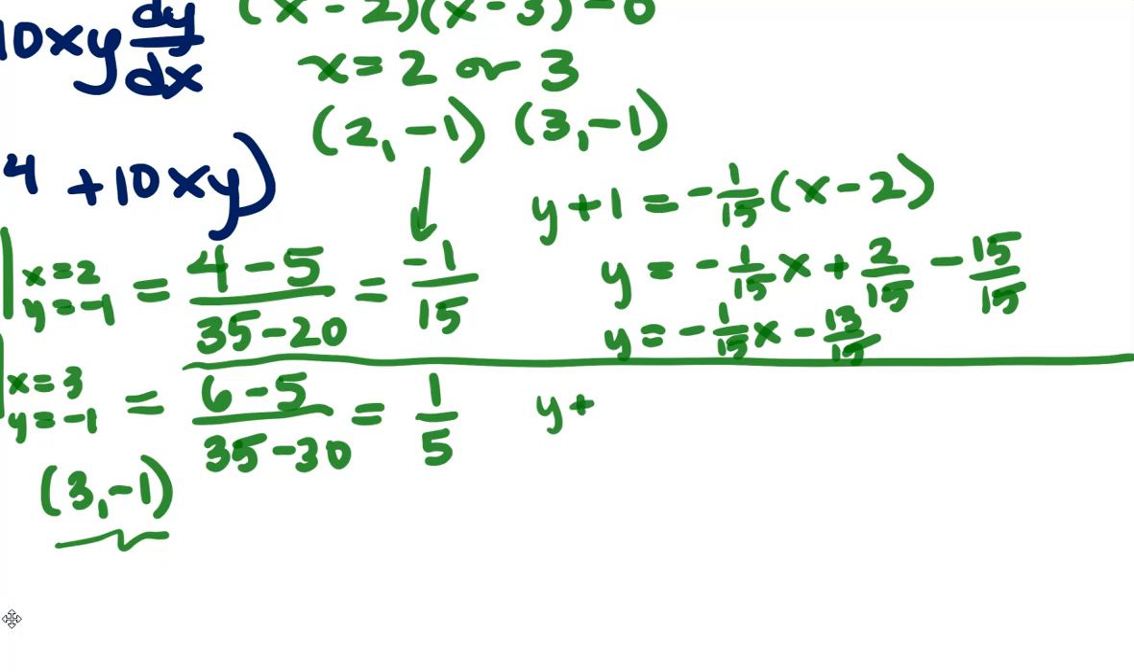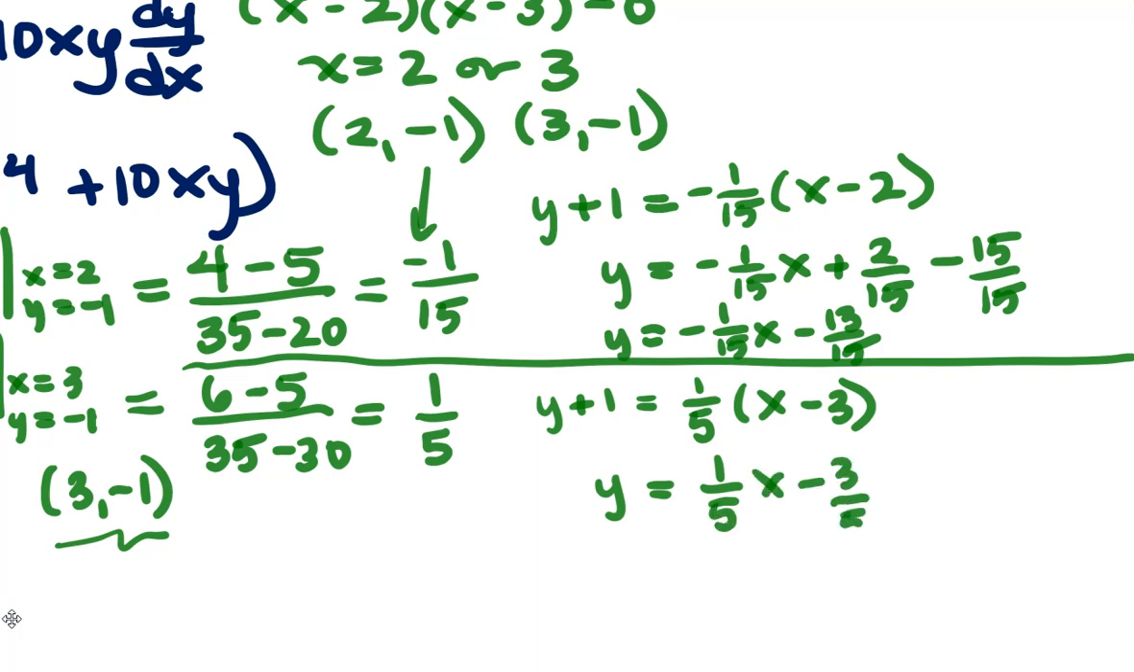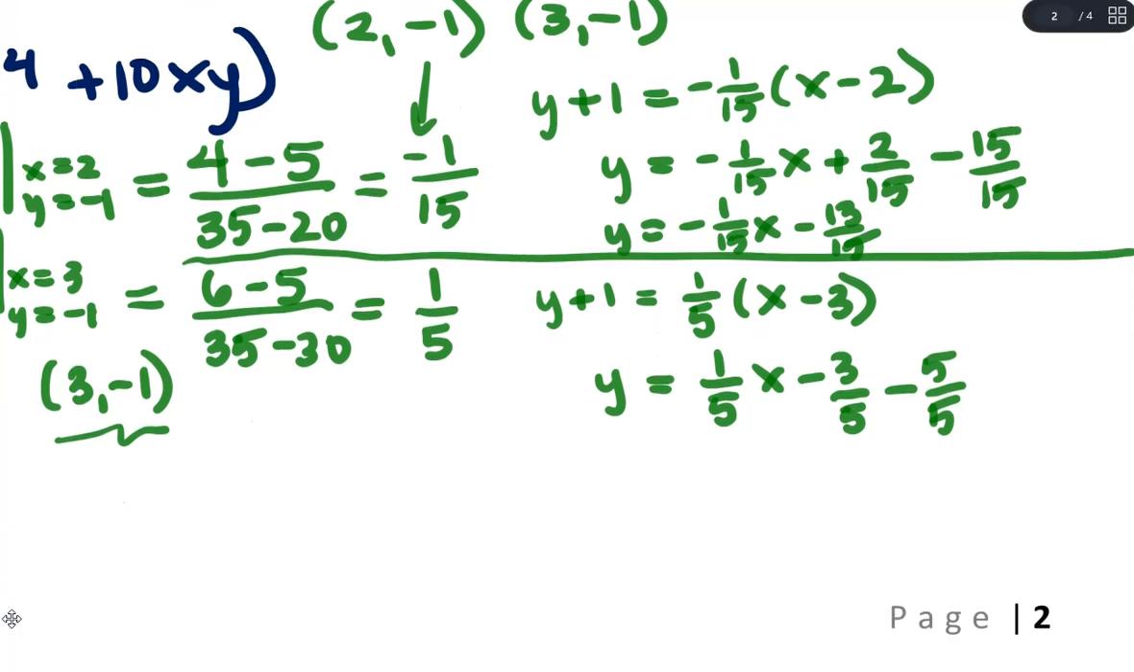Okay, for the second equation, we want to go through the point 3, -1. So we'll again have y plus 1, but this time it equals +1/5 times x minus 3. So y is going to equal 1/5 x minus 3/5 minus 1. And again, 1 is 5/5. So putting that all together, we get y equals 1/5 x minus 8/5.